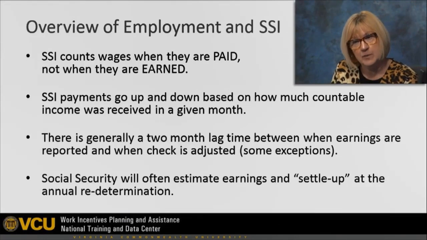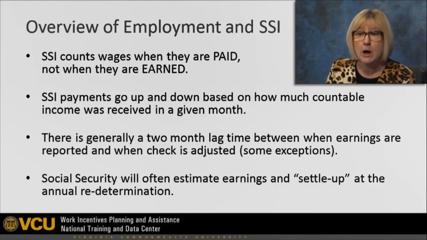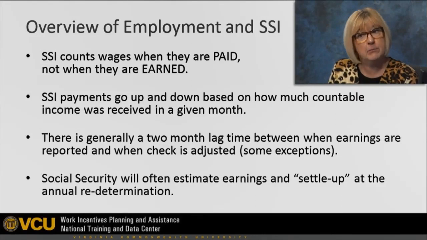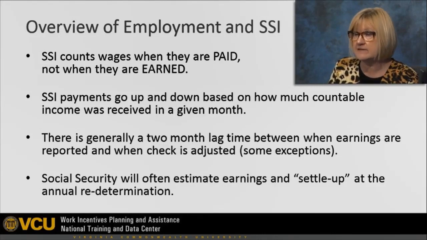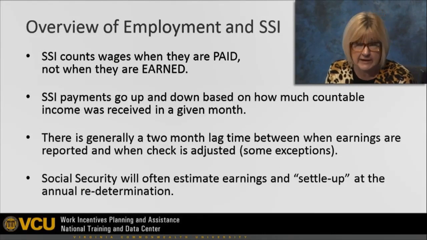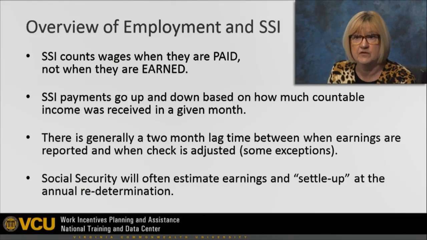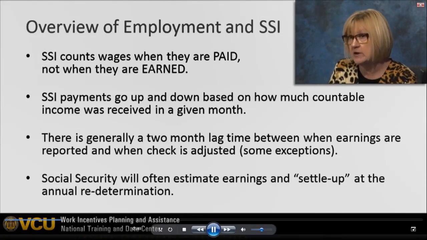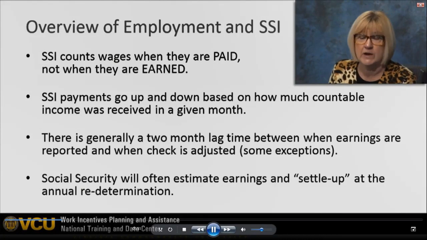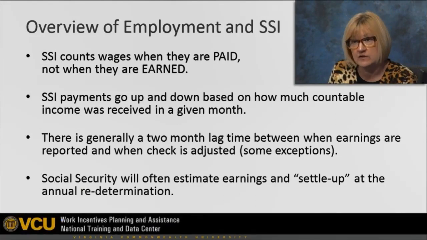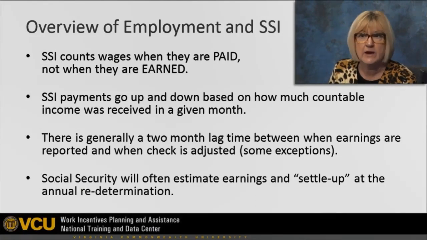Now, your SSI cash payment can go up and down depending on how much countable income you have for any given month. And if you'll remember from the last lesson, the check that you receive today typically reflects your earnings status or your countable income status 2 months prior. Something to make sure beneficiaries understand. But when your earnings or your countable income go up and down, your check is going to go up and down as this information is reported to Social Security. So again, it's something for beneficiaries to be aware of.